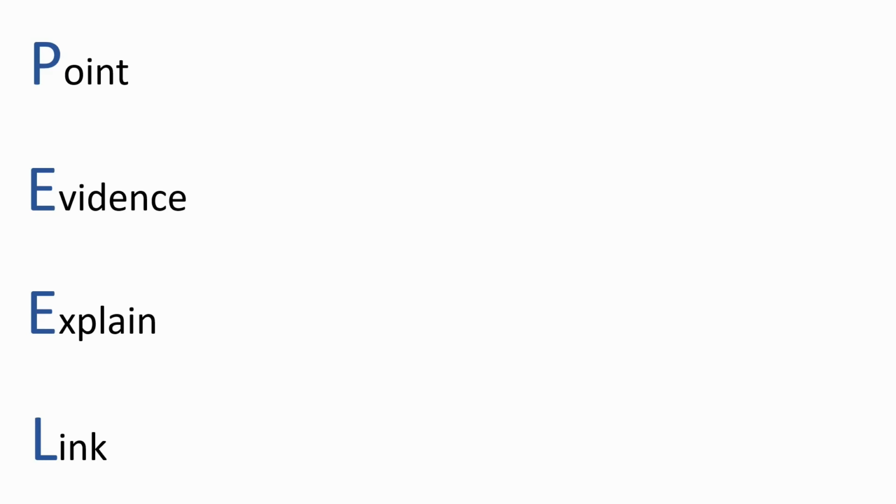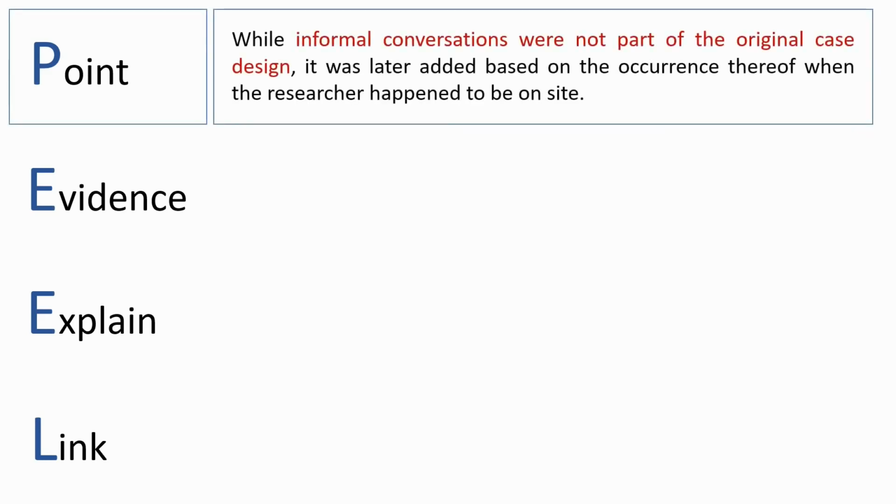I am going to use an example from a data collection and analysis chapter to showcase how the Peel method can be adjusted to get your point across. The point that we want to make in this example is that we had a data collection method in the form of informal conversations that wasn't planned for. For the rest of the paragraph, we need to convince the reader that the data collected is usable.